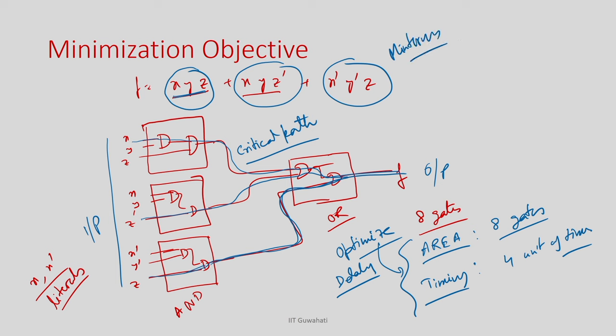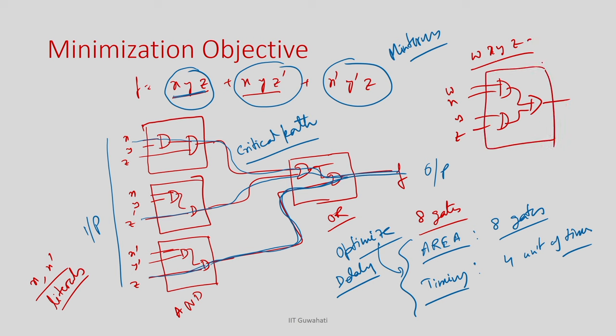So the number of AND gates to implement a min term depends on the number of literals, okay? If there is a min term of, say, 4 variables, W, X, Y and Z, then you need probably 3 AND gates, but I can always connect them in this way. So W, X, Y and Z, I will connect like this, right? So this will implement it.